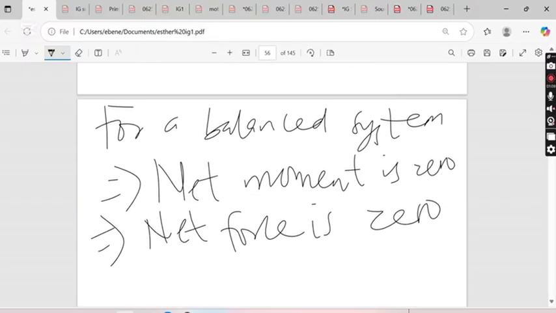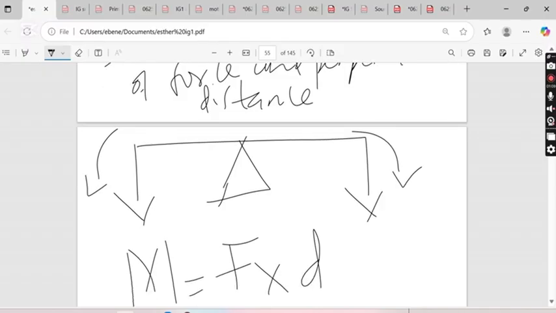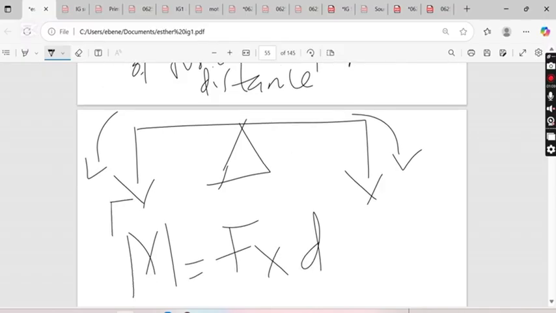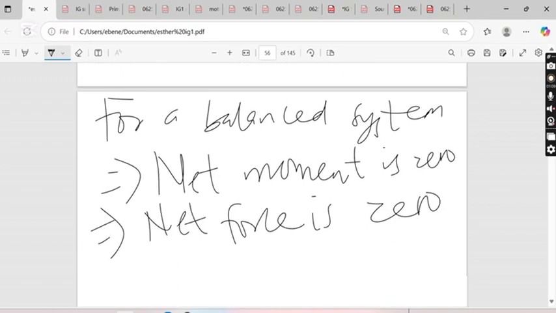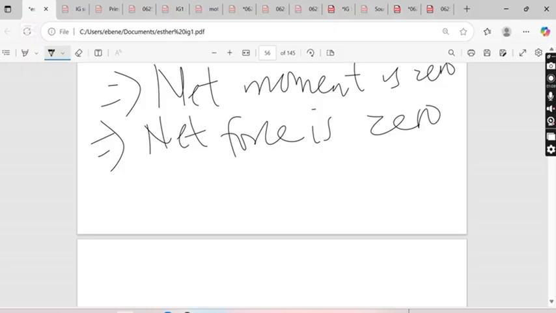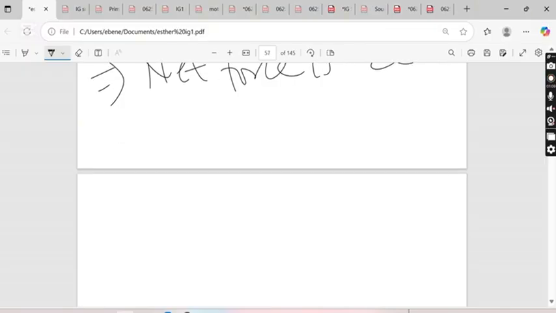So since we are considering a system like this, there will be a force here, another force here, there will be a distance here, another distance here. If you want to use the principle of moment, what the principle of moment says is that the sum of clockwise moment is equal to the sum of anticlockwise moment.